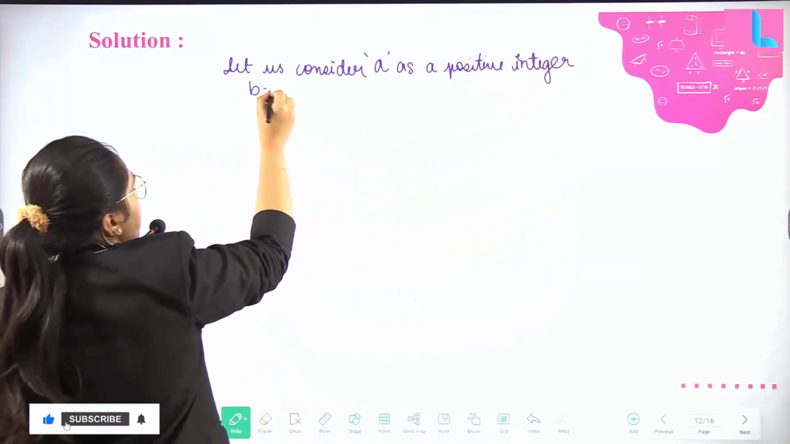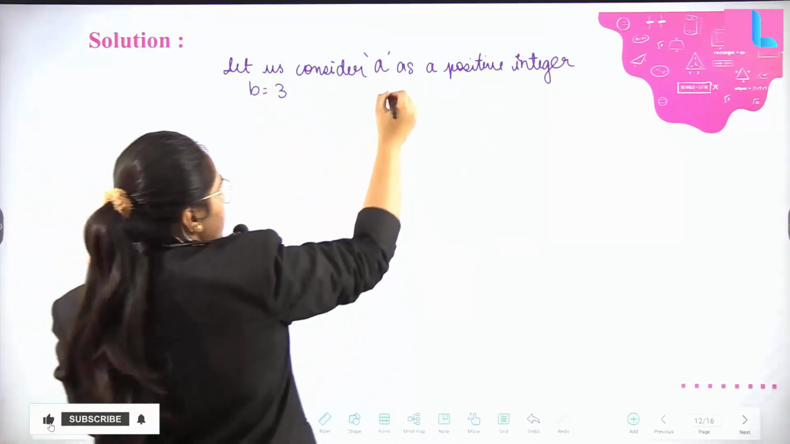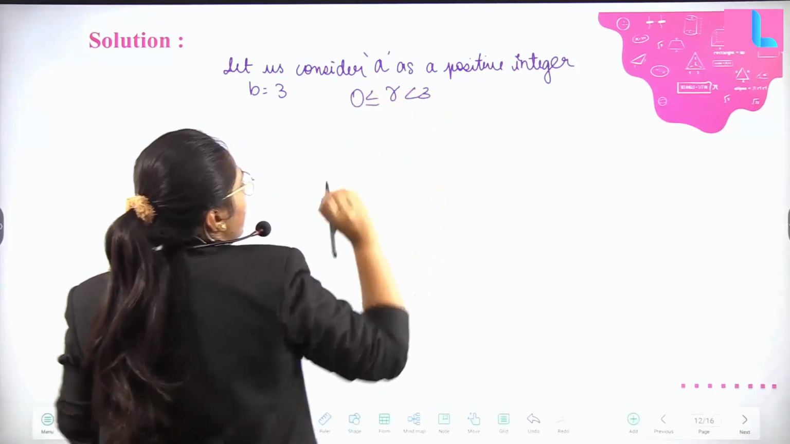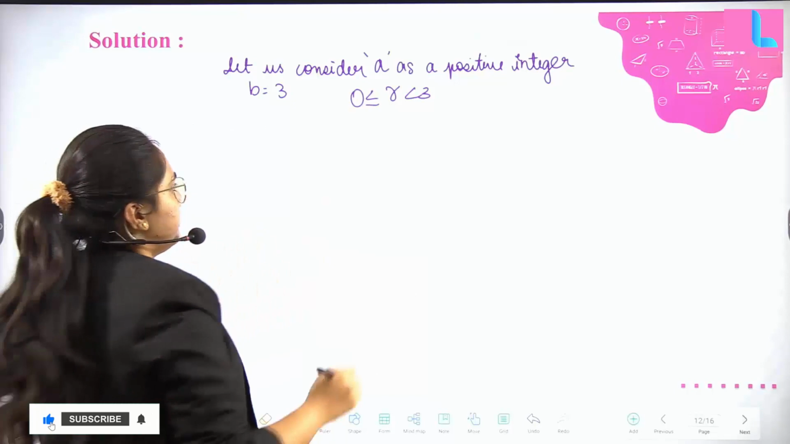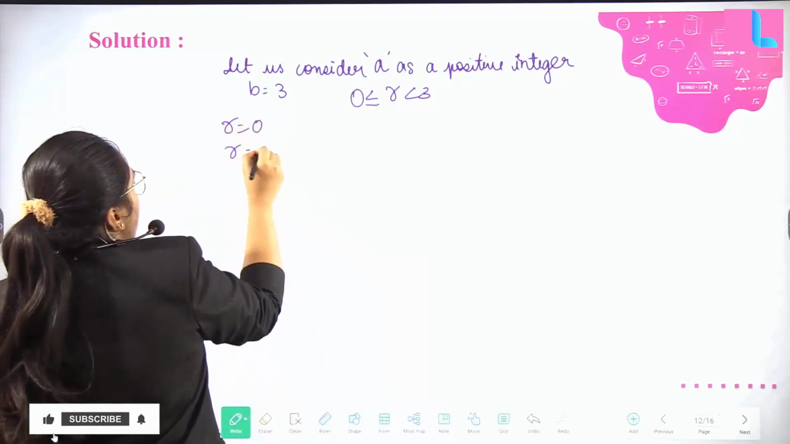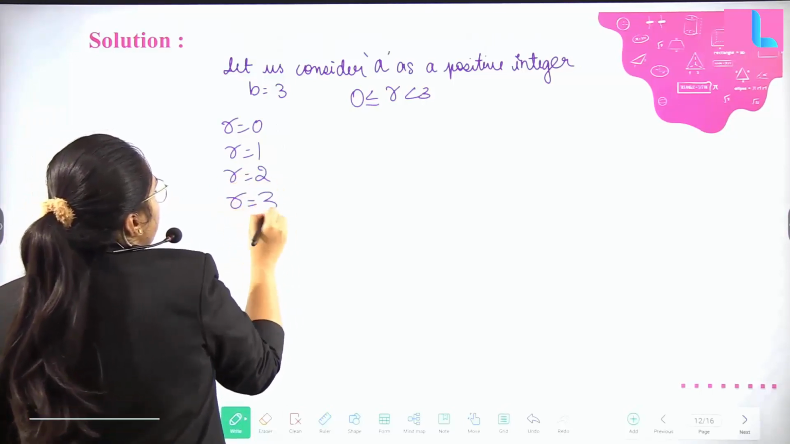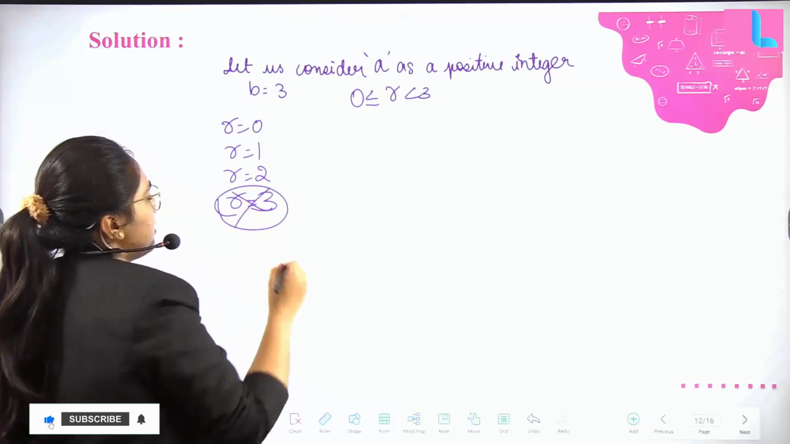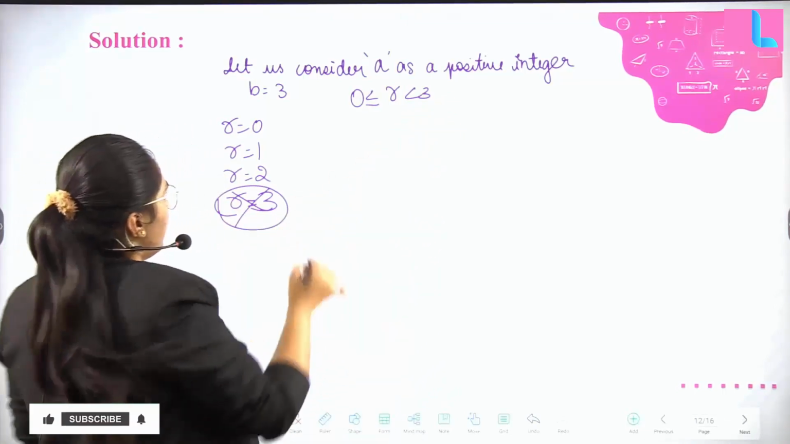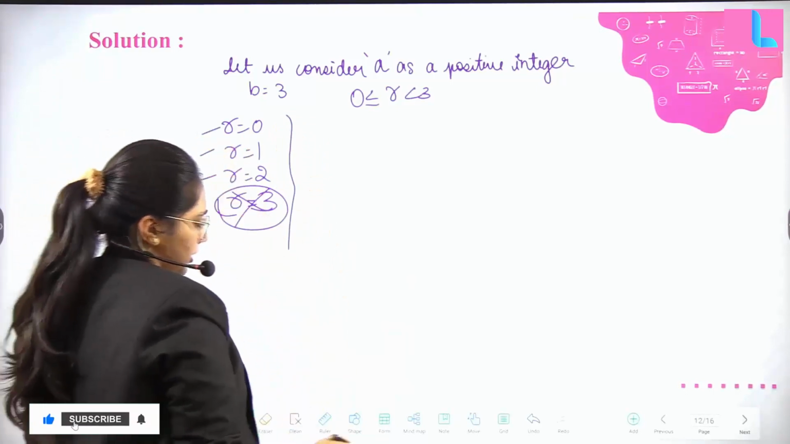What should we consider b as? b is equal to 3. As soon as you write b is equal to 3, something else should strike you, that is, r lies between 0 and 3. What are the values r can take? r can take r is equal to 0, r is equal to 1, r is equal to 2, r is equal to 3. No, it cannot take r is equal to 3 because r should be less than 3. Okay, we will just solve all these cases, that is case 1, case 2, case 3.